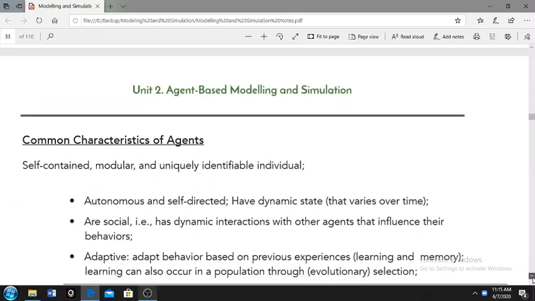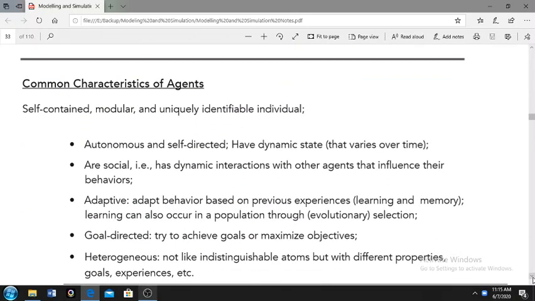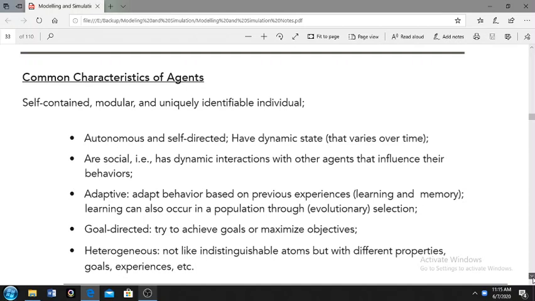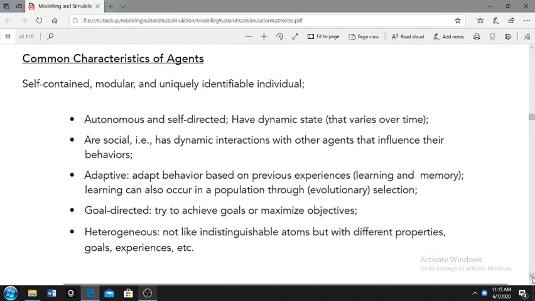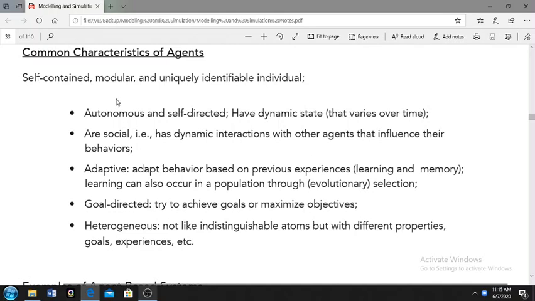So, common characteristics of agent. Agents are autonomous and self-directed. So they decide by themselves. There is no continuous input. They are self-directed. They decide the course of action to take.